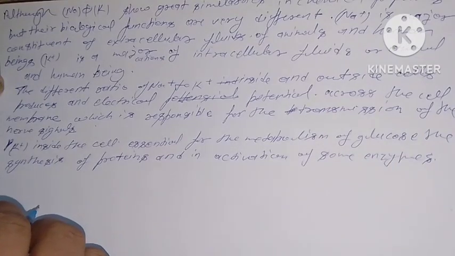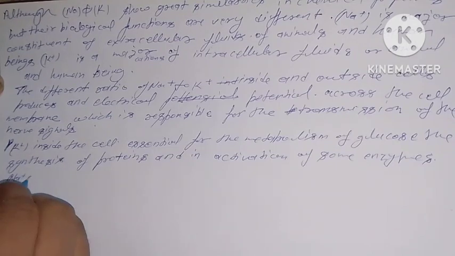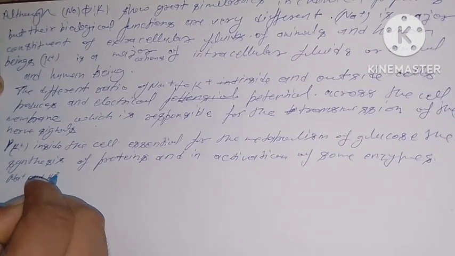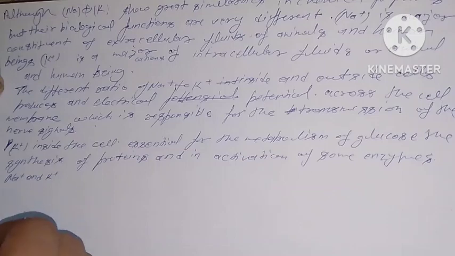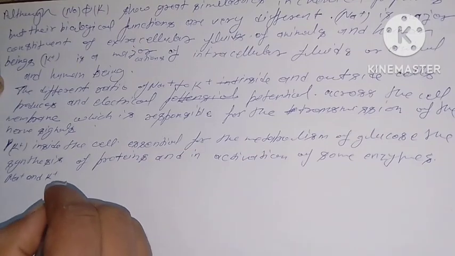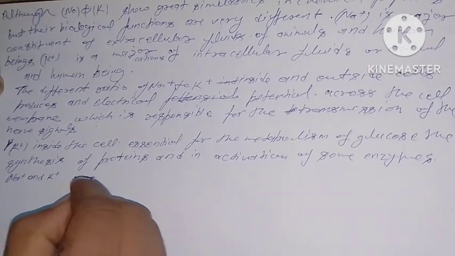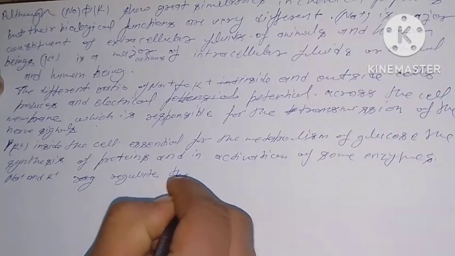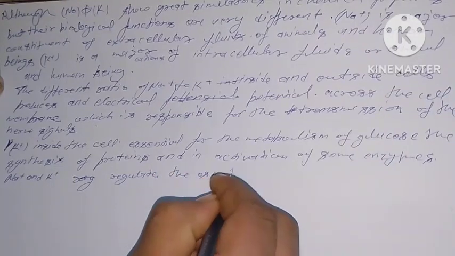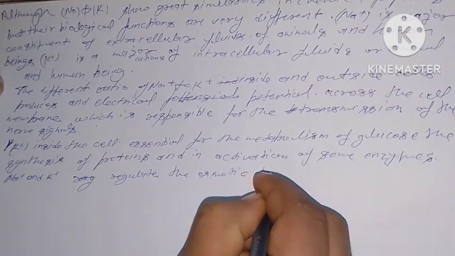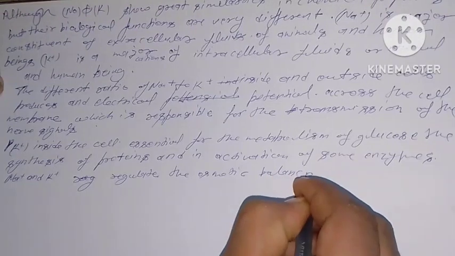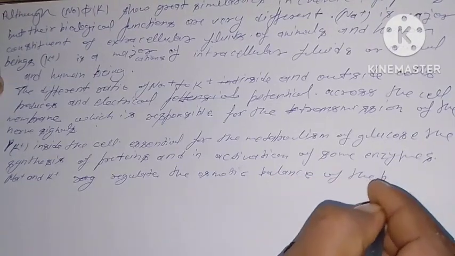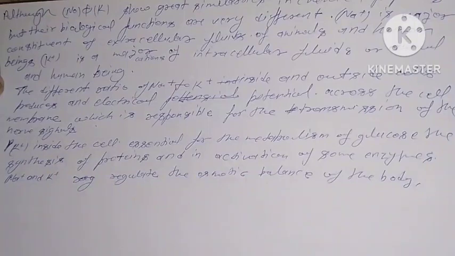Sodium and potassium ions regulate the osmotic balance of the body. Sodium positive ions and potassium positive ions, that means cations, regulate the osmotic balance of the body, okay?